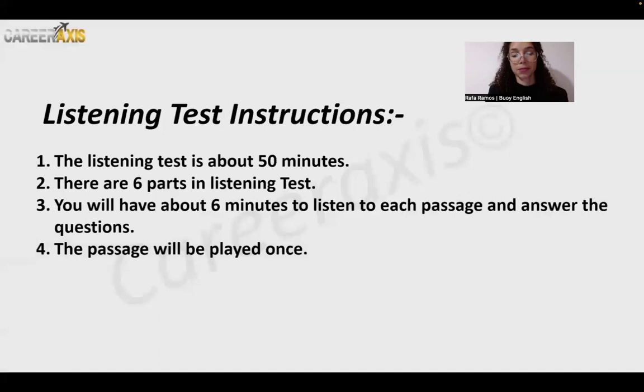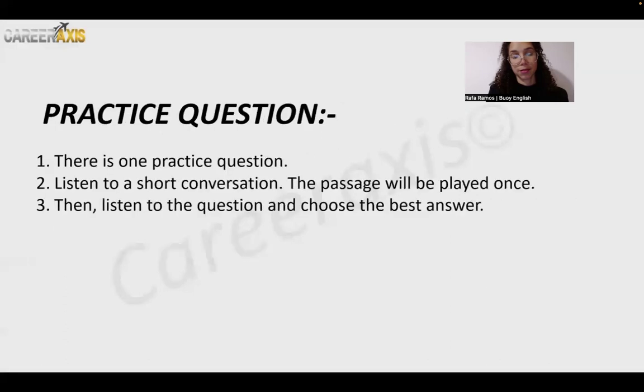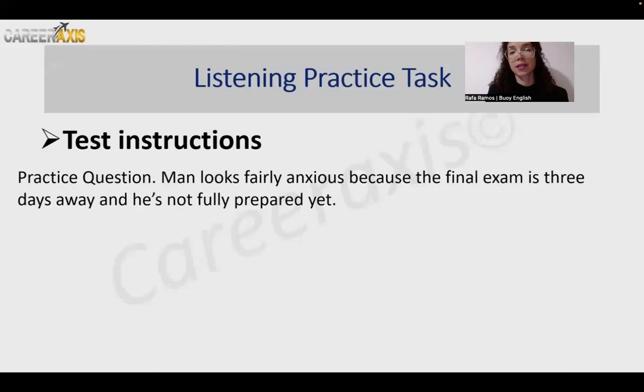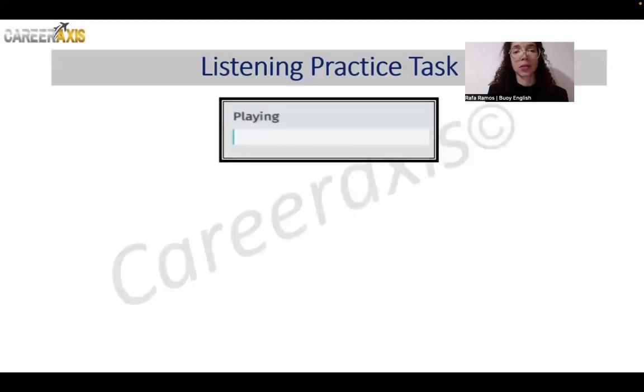There are 6 parts in listening test. You will have about 6 minutes to listen to each passage and answer the questions. The passage will be played once. So there will be a practice question. Okay, this one is just to test the system, to test the computer.